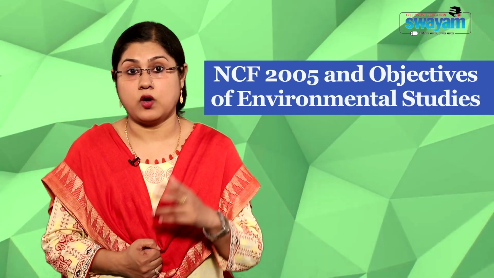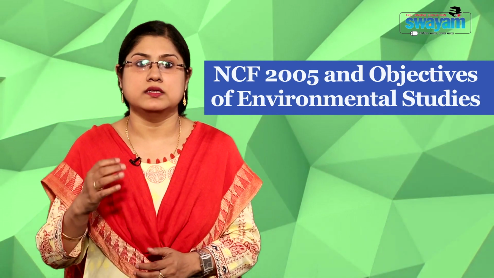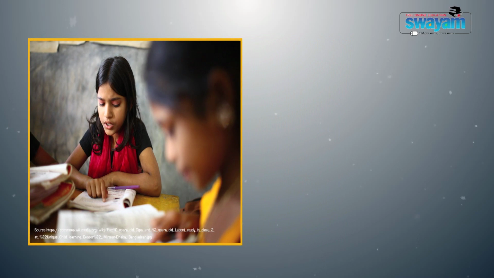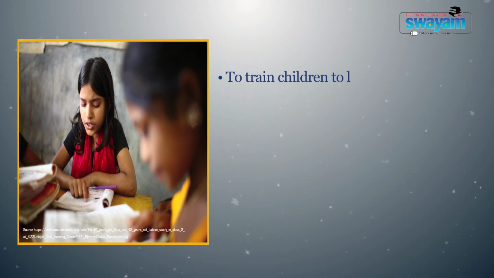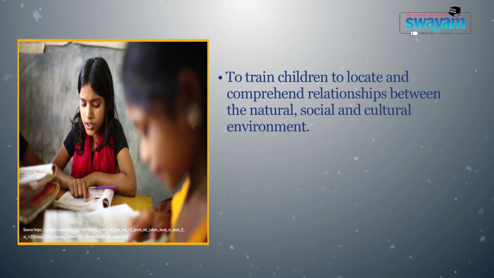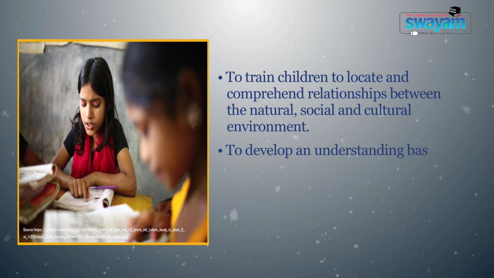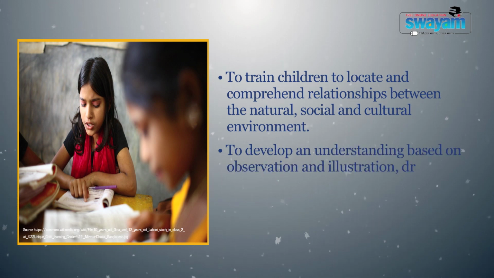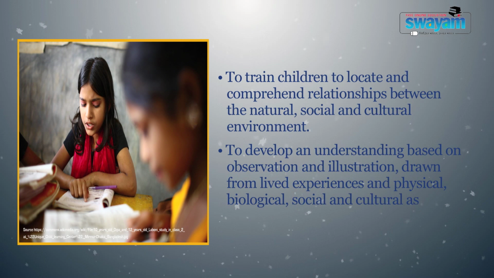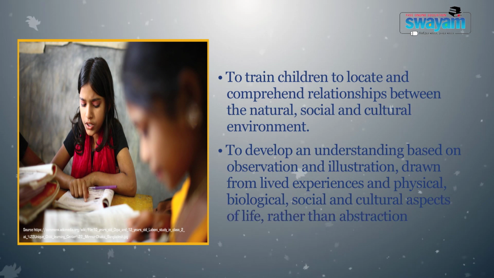NCF 2005 and Objectives of Environmental Studies. The National Curriculum Framework 2005 indicates some of the objectives of teaching science and social sciences combined, stated as EVS, at the primary stage as follows. The first objective is to train children to locate and comprehend relationships between the natural, social and cultural environment, to develop an understanding based on observation and illustration drawn from lived experiences and physical, biological, social and cultural aspects of life rather than abstractions.